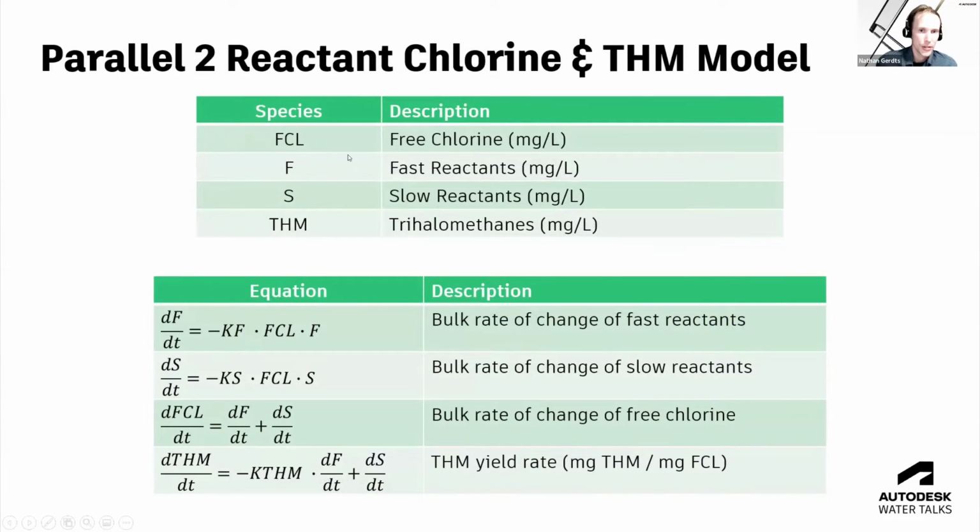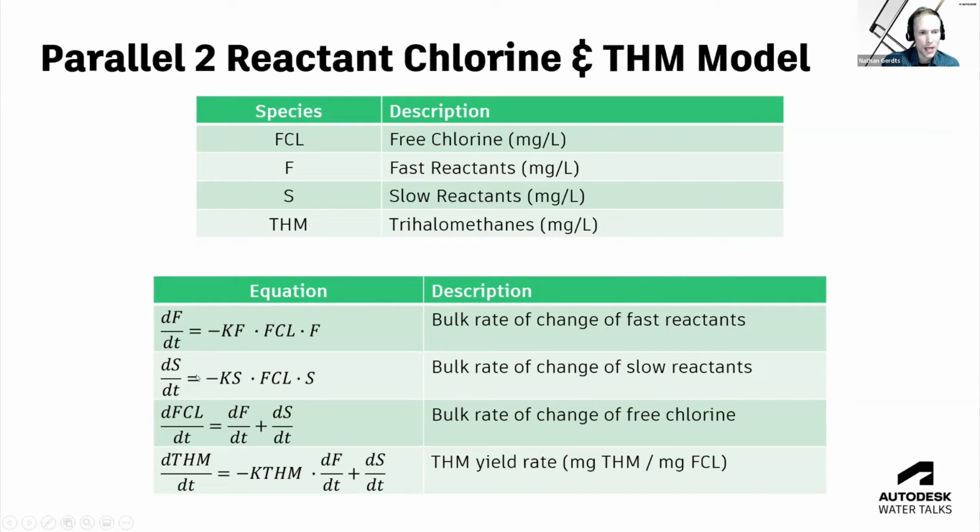To do this model, we have 4 species, and these are the acronyms that we use within the MSX built-in default. FCl is free chlorine. Then we have a species F for fast reactants. We also have a species S for slow reactants. And optionally, you can include the THMs, or you could remove that and not use them if you want.